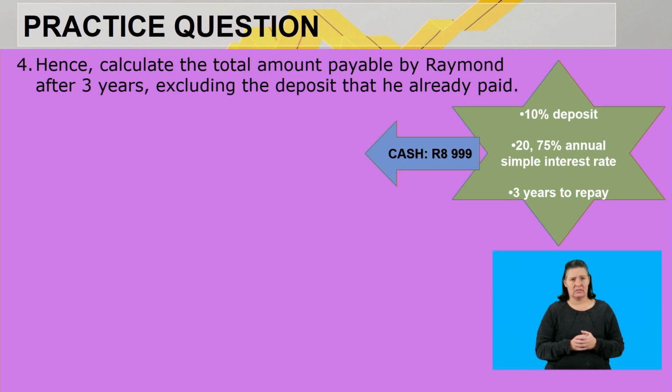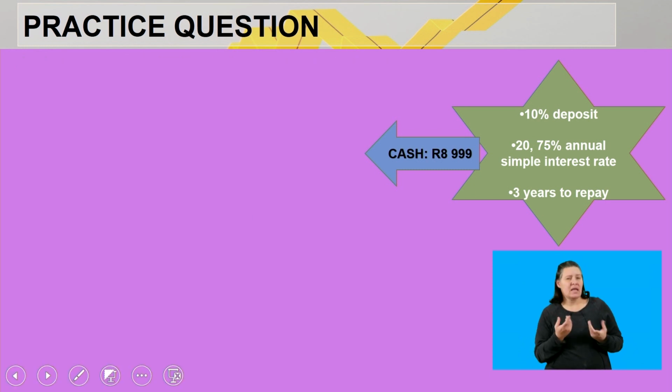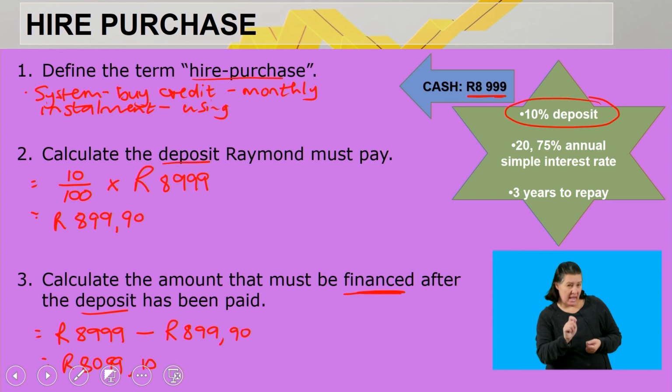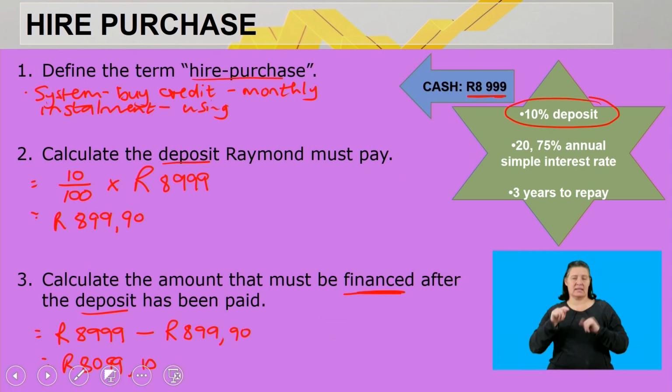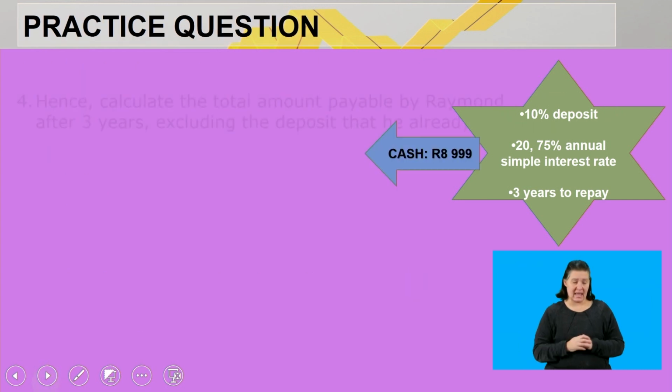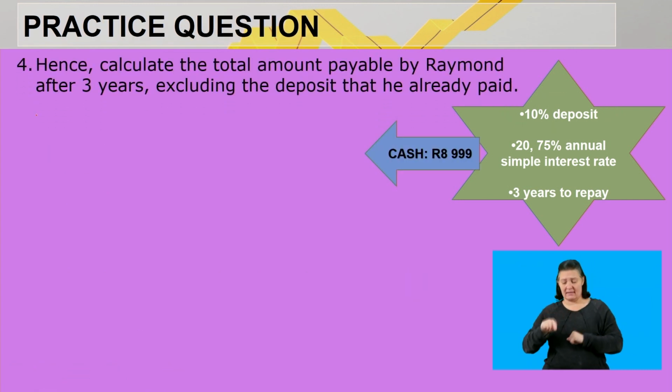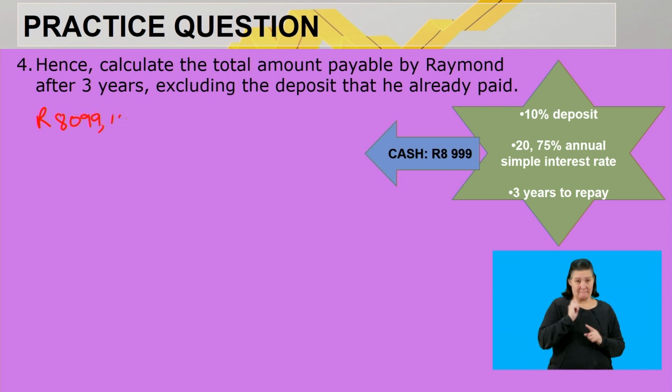So therefore, we will now say, if we quickly go back to see, this is the amount that must be paid, right? This must be financed. Okay, 8,099 rand and 10 cents. Now we go and we say, okay, that 8,099 rand and 10 cents, right, will be charged. Remember, now it becomes a hire purchase deal. Now we're going to use simple interest.